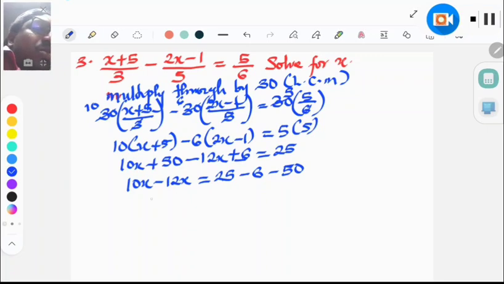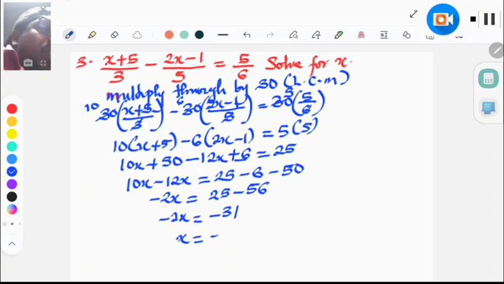So 10x minus 12x, that's going to give us negative 2x. 25, this is the same as 25 minus 56. And so we have from here to be negative 31. And finally, our x will be negative 31 over negative 2. So finally, our answer will be 31 over 2. So that will be the answer.